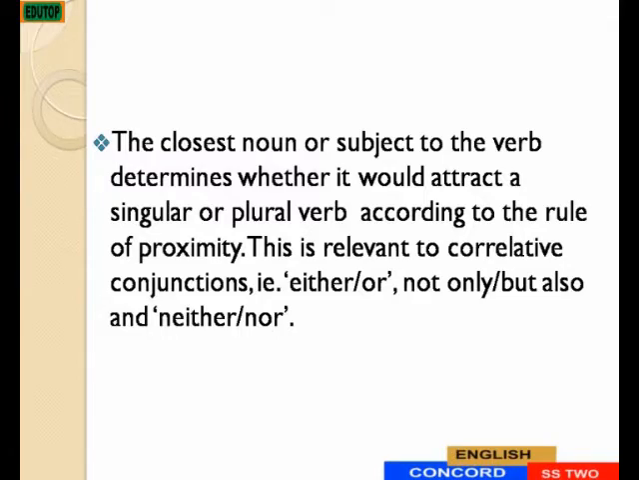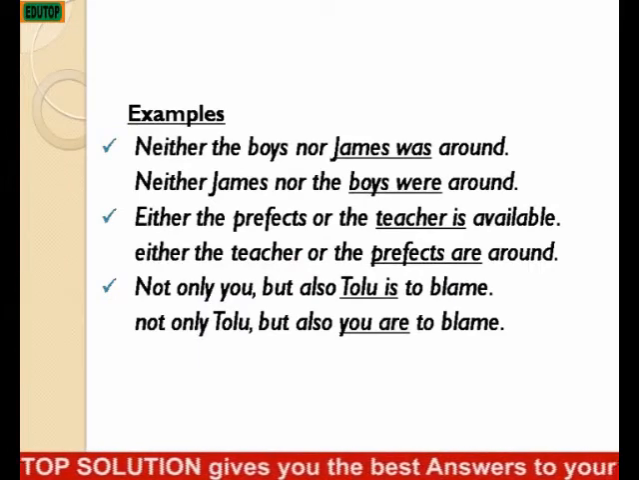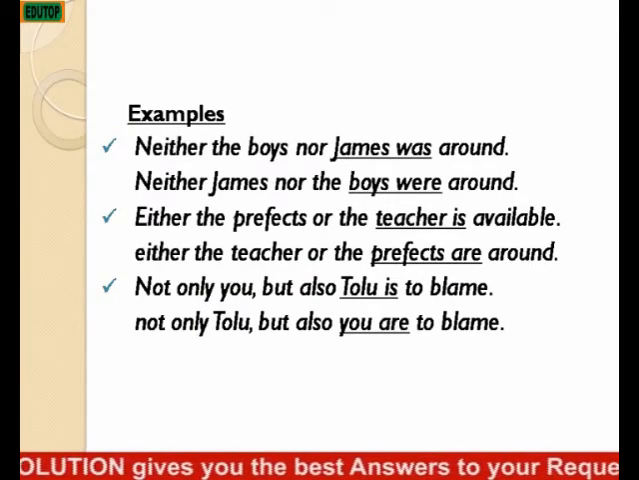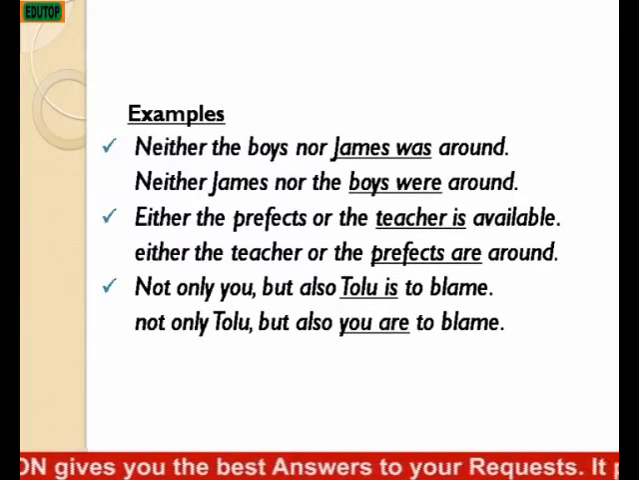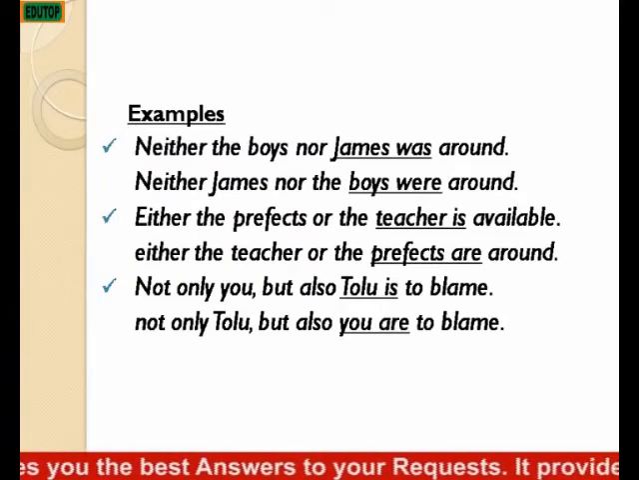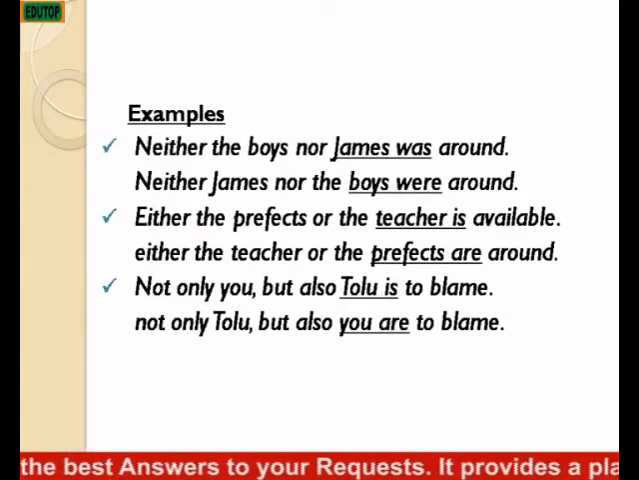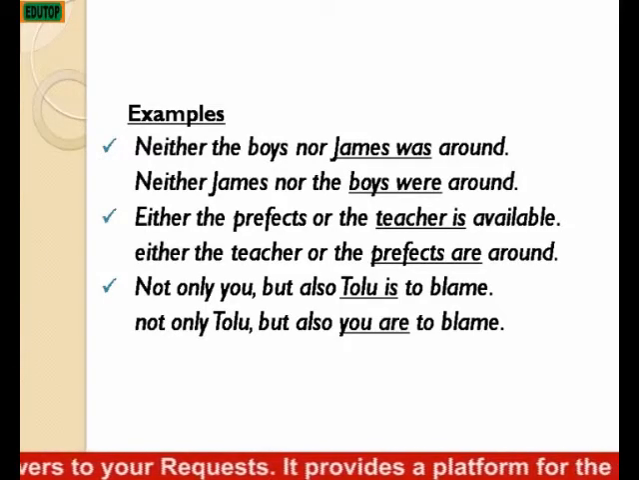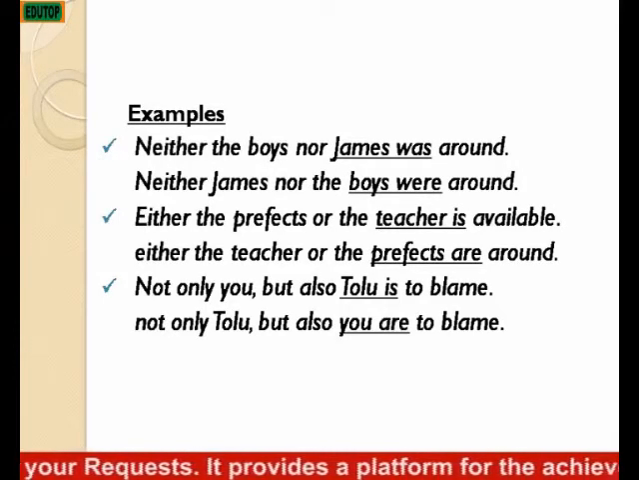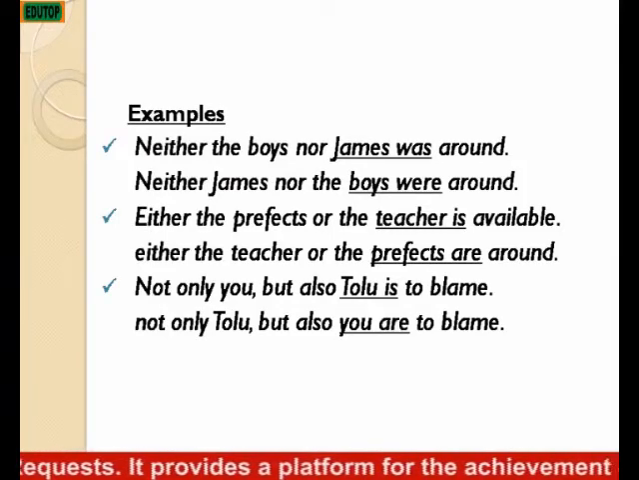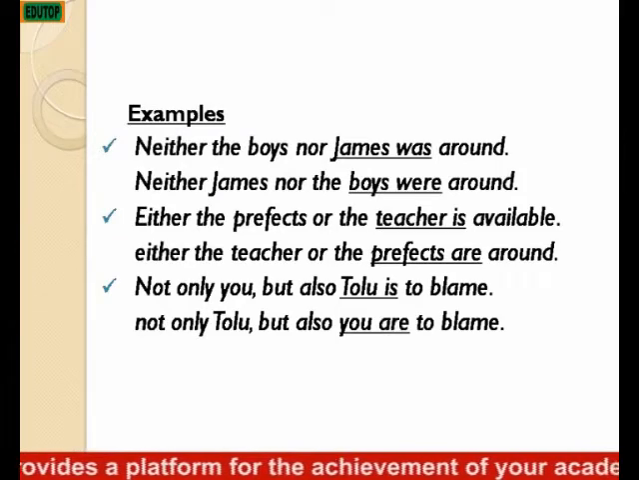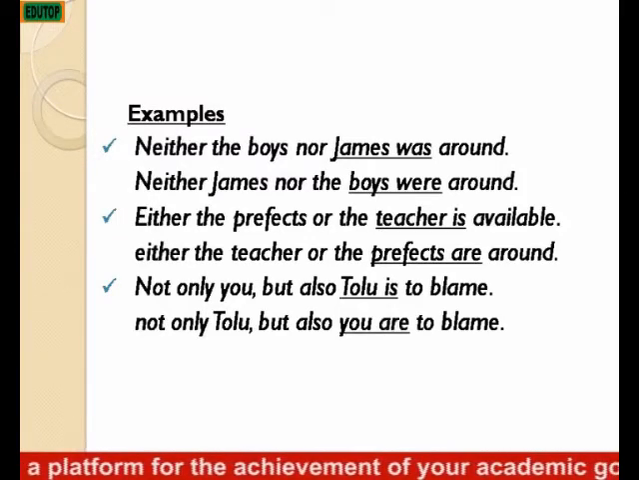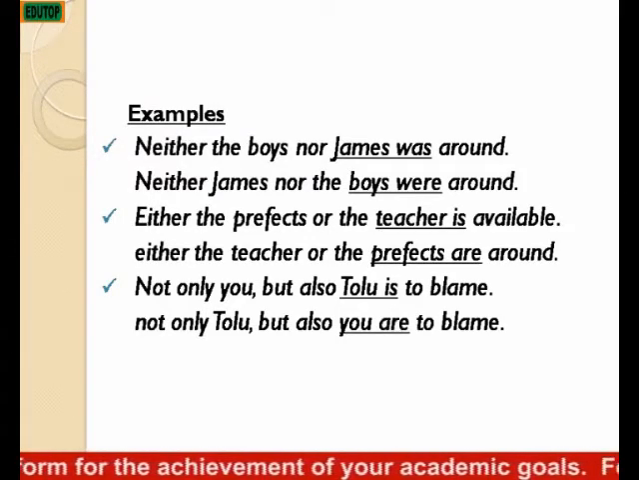We have examples like: neither the boys nor James was around. James in the sentence is the nearest to the verb, so it determines the nature of the verb, and that is why we are using a singular verb. The other way around, we can have: neither James nor the boys were around. You can see now that the boys is nearer to the verb, and so it determines the nature of the verb.